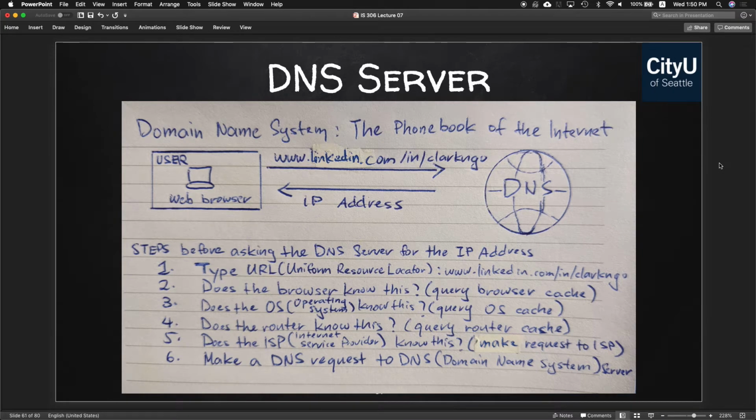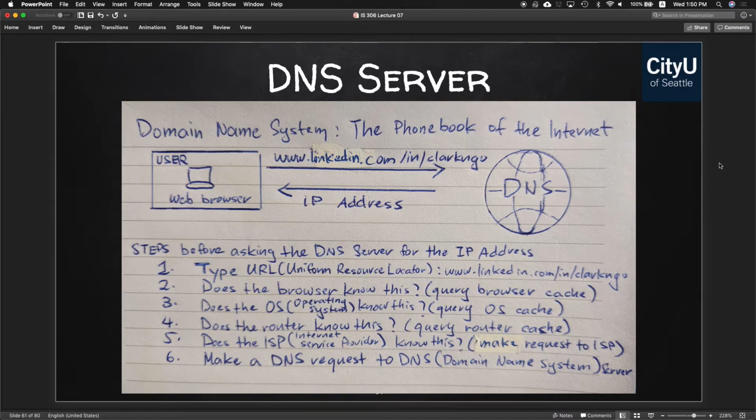And this one, to just explain the steps before it really goes to the domain name system. Before it asks the DNS server for the IP address of, let's say, CityU.edu, or in this case my LinkedIn profile, there are a few steps that it can do, right? First, it would check, does your browser know this? So your Chrome cache, or Microsoft Edge, it will check first if the browser has this, if it stores this information. If not, it will check your operating system.